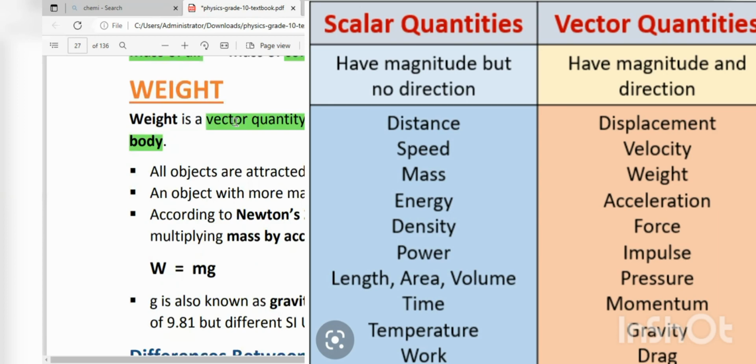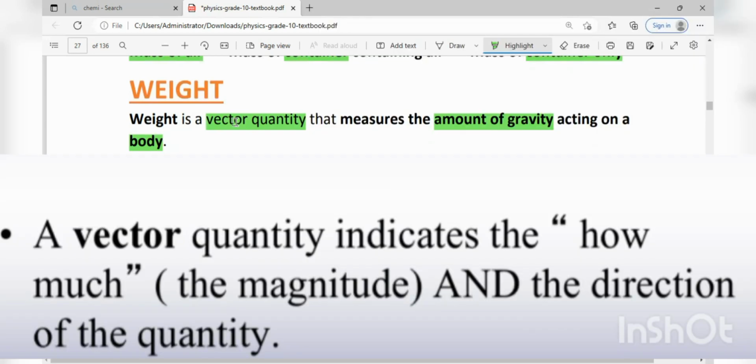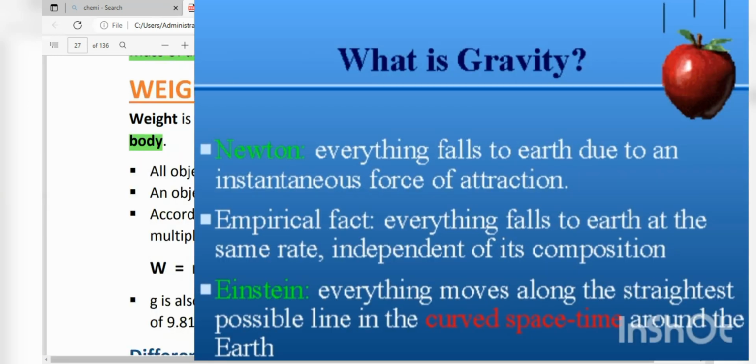A vector has both magnitude and what? Direction. Okay. So it's a vector. The word vector means direction, right? Now, the weight measures the amount of gravity.